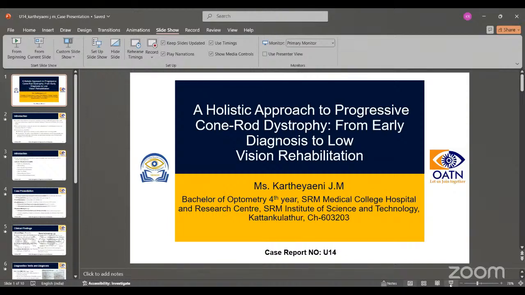Full-field ERG reports of both eyes showed mild reduction in scotopic response, markedly reduced photopic response and delayed implicit time, and residual cone function indicates achromatopsia. Pentacam findings were within normal limits. Diagnosis. Findings are consistent with non-syndromic progressive cone rod dystrophy. This patient was advised low vision rehabilitation.